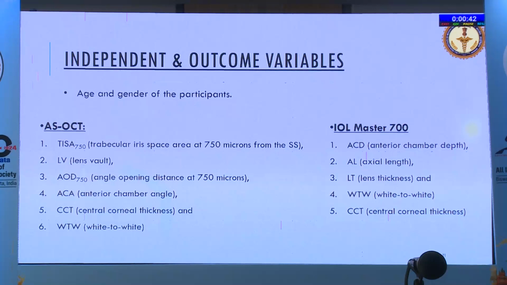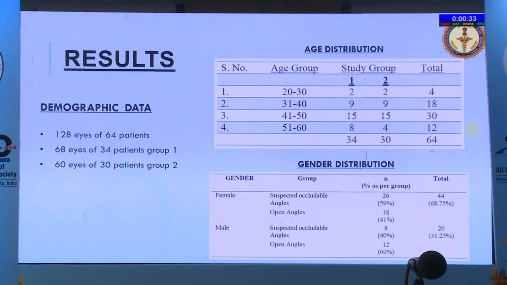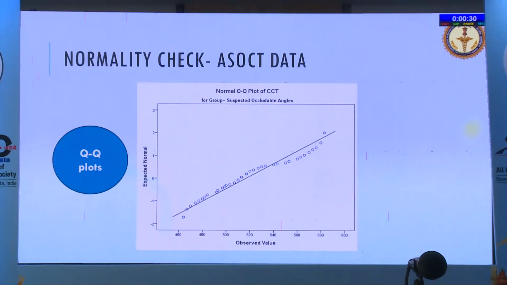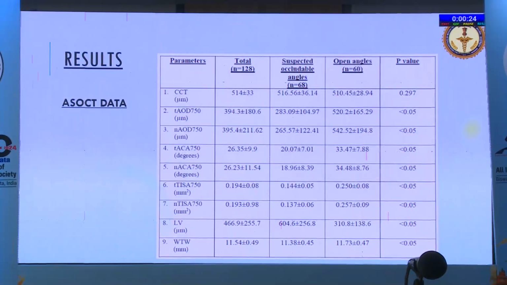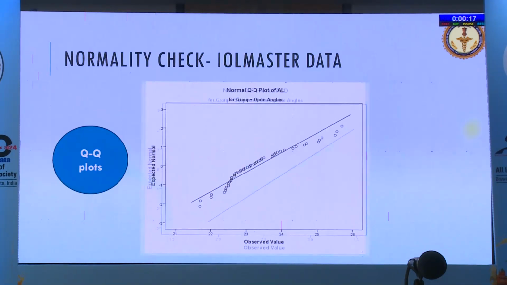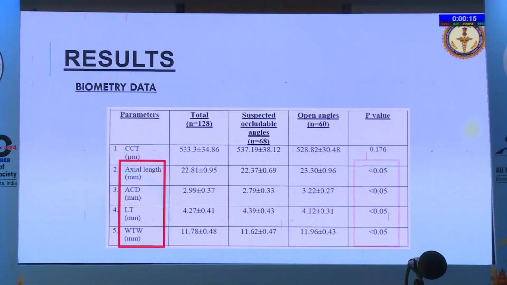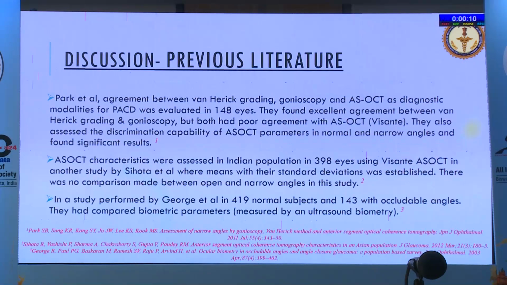So these are the outcome variables that we got, 6 parameters on AIOS-ARC and these many on IOL master. Means were computed and compared, and the results, age and gender, I won't go into. Most of the data that we got was normally distributed, and following this testing, we established that all the parameters that we measured were significantly different between both the groups for both AIOS-ARC, and the biometric data was also significantly different. I'll skip these 2 slides.